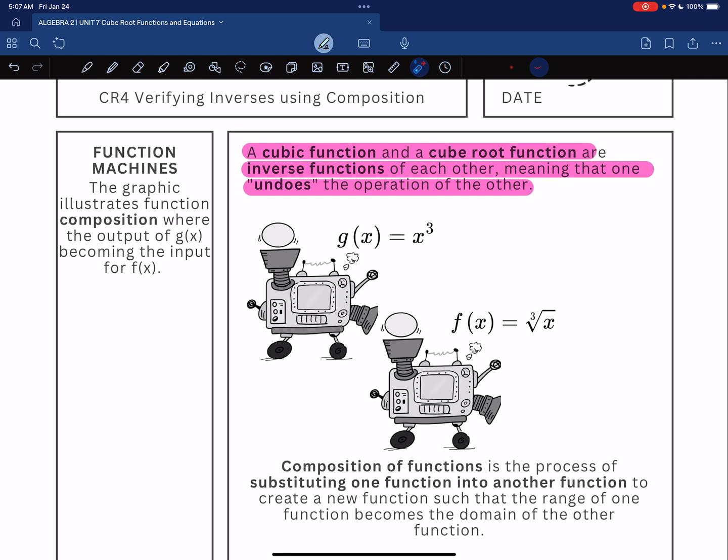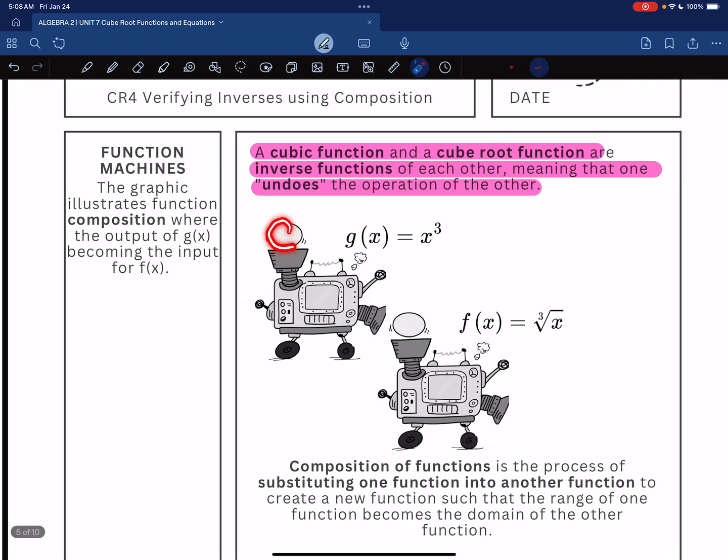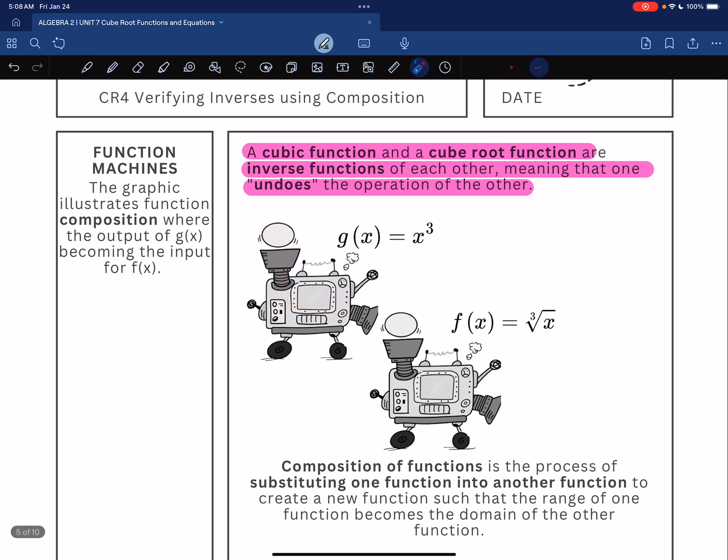What do I mean by that? That sounds kind of crazy and like really advanced math, but let me illustrate it here with these little diagrams. Let's take something and allow it to be going into this function machine. Let's take a number, something small, something easy to calculate. Let's do 2. If we take 2 and plug it into our g function, what's going to happen is we're going to replace x with 2. And so what happens when you take 2 and cube it? The output of that is 8.